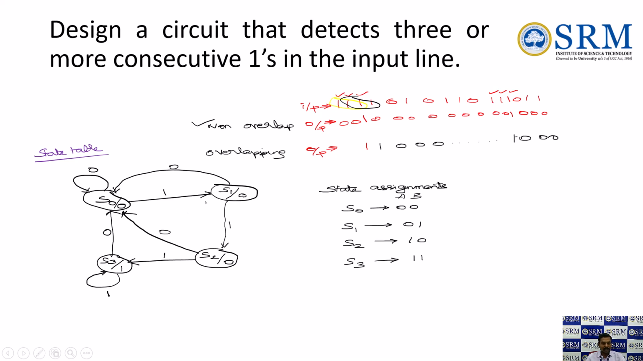So that's the first thing. Then second thing, at S1 state, when 0 is given as input, it goes back to the reset state. Suppose we consider the S2 state, after receiving two ones, if I'm receiving 0, then it goes back again to the reset state. Okay, so after obtaining the state table, we have to use the state assignments. I am assigning S0 as 00, S1 as 01, S2 as 10, and S3 as 11.